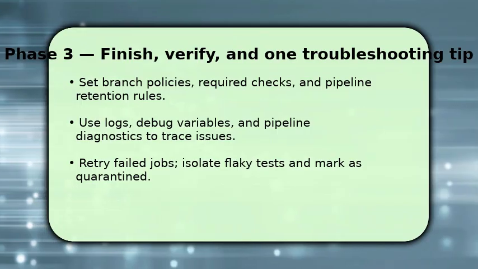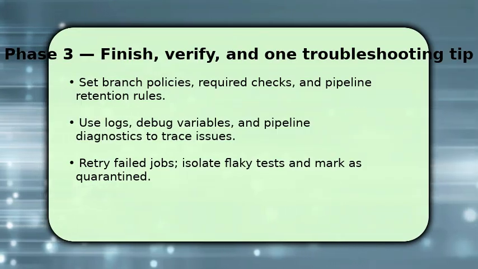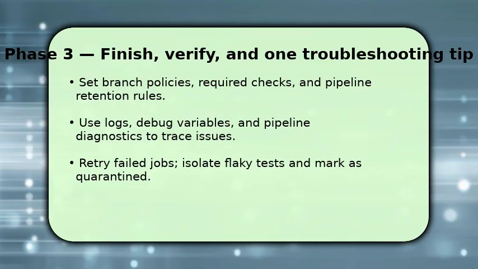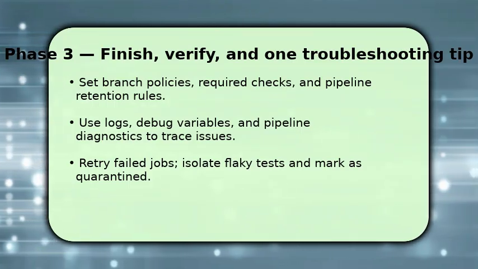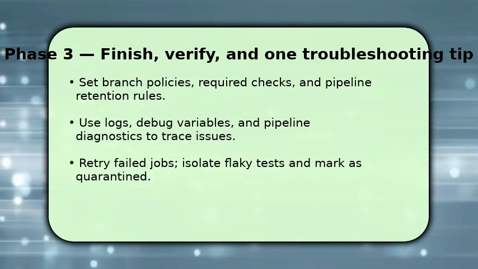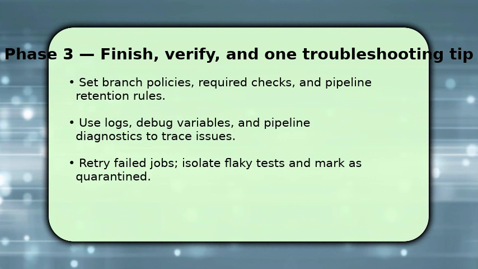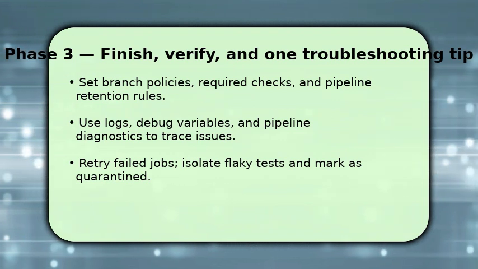If something fails, inspect the job logs closely, enable debug variables, and rerun the failed job with a smaller scope. A key tip: flaky tests cause the most pain. Quarantine or fix them, and make sure to rerun only the failed.